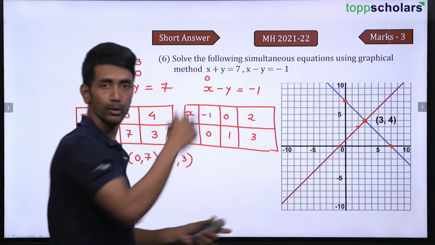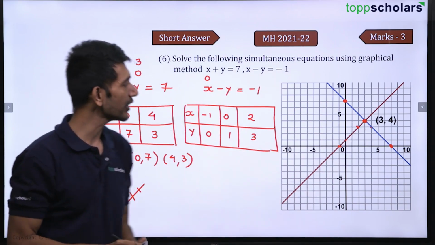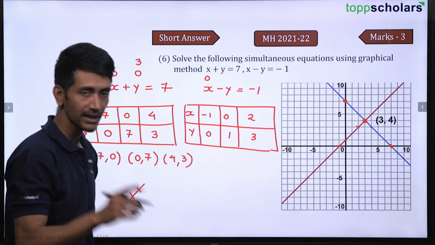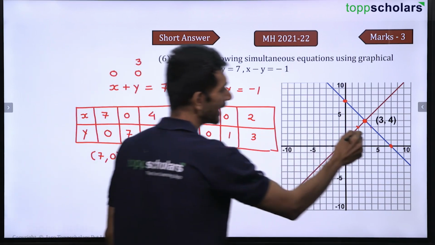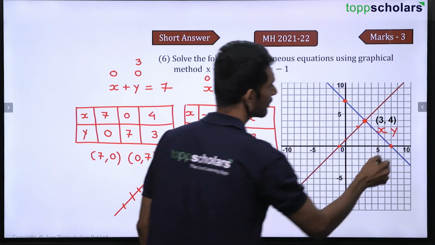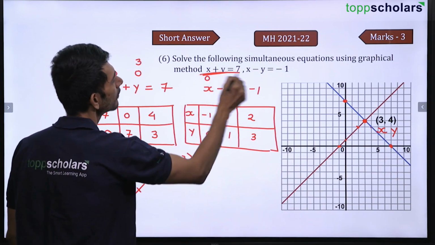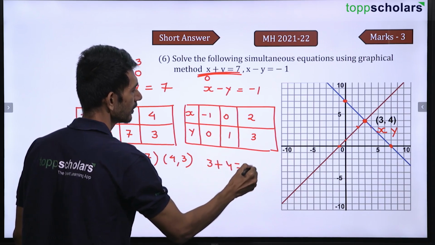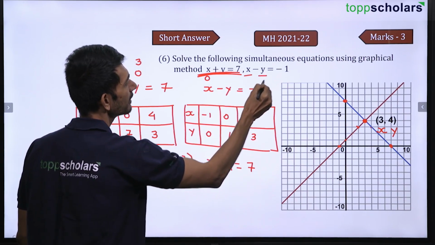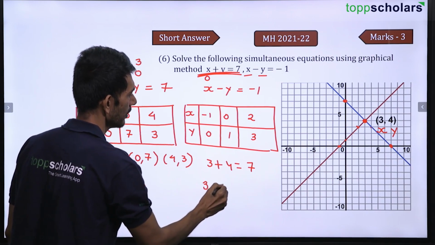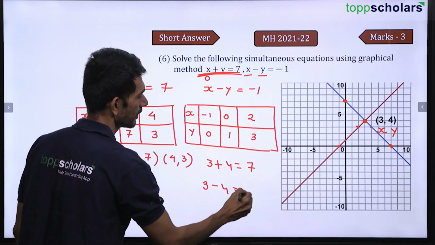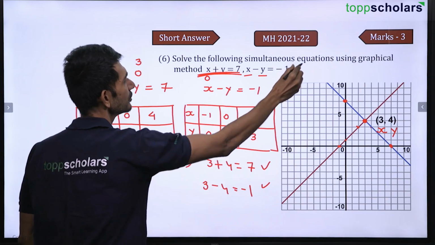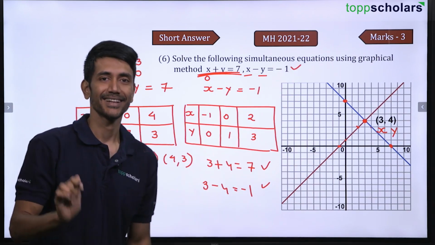And then once you draw both the lines, you can see that they're intersecting at (3, 4). If you want to cross check whether our answer is right or not, take x as 3, y as 4, and put it here. 3 plus 4 is 7. X as 3, y as 4, 3 minus 4 is minus 1. It is satisfying both the equations. That means our answer is correct.